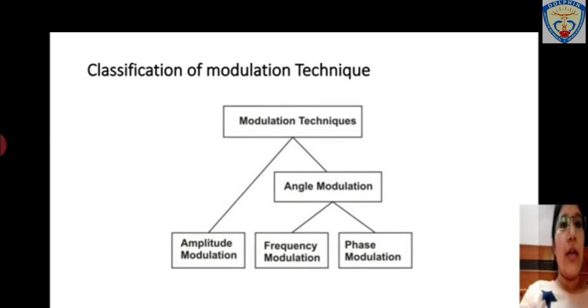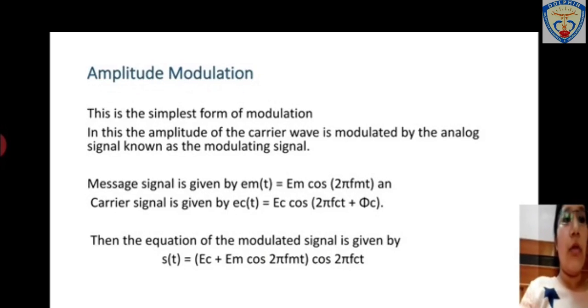Next we classify the modulation technique in two parts, that is the amplitude modulation and the angle modulation. In the angle modulation we have the frequency modulation and the phase modulation. We will be discussing the amplitude modulation. As we have already studied, the carrier wave amplitude is varied according to the amplitude of the message signal.